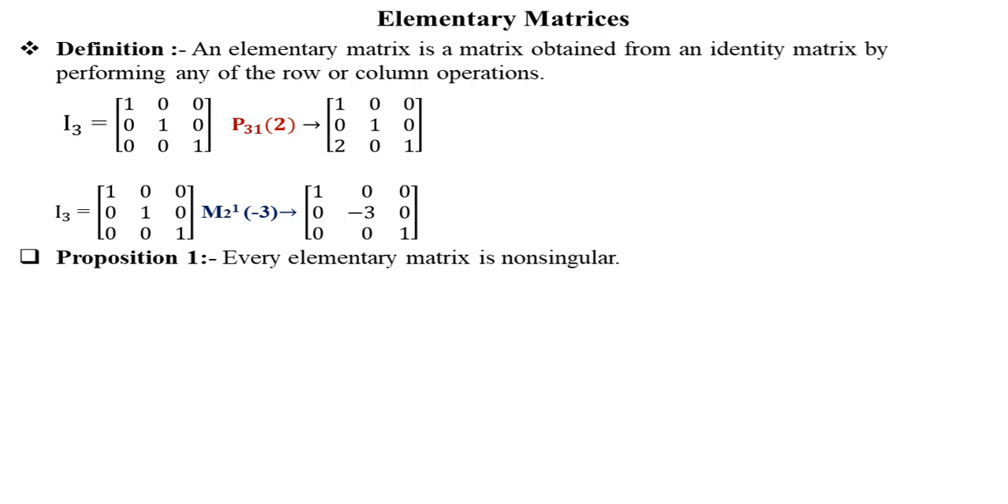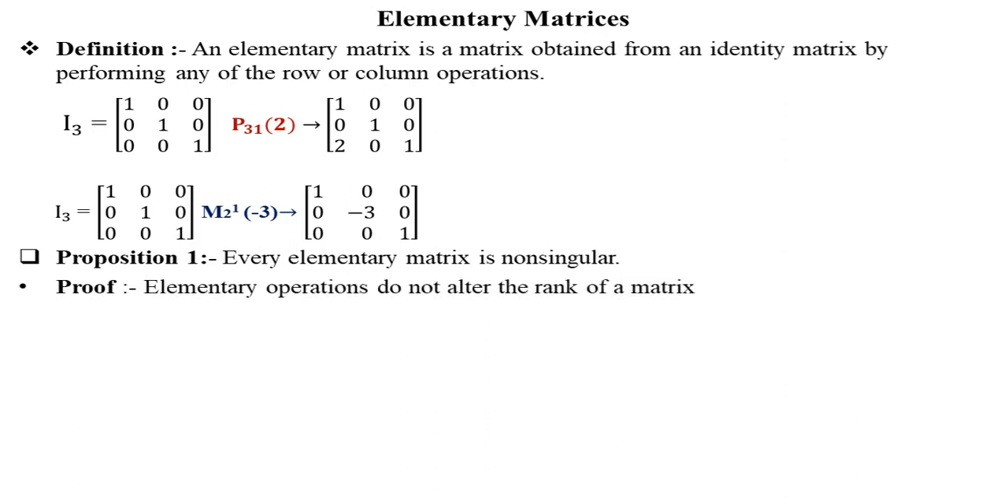Next we have a proposition. Every elementary matrix is non-singular. Proof. Elementary operations do not alter the rank of the matrix. That means here, see, we made two elementary matrices. I3 always has rank 3. So here also you notice that the rank is 3. So performing elementary operations does not change the rank of the matrix.